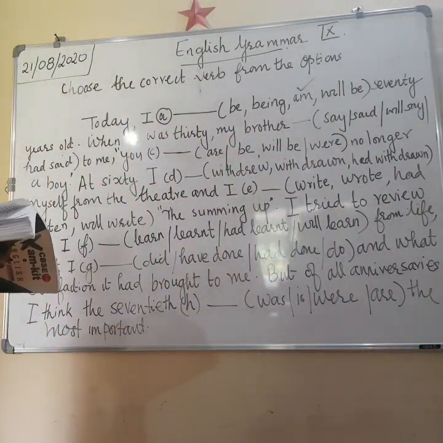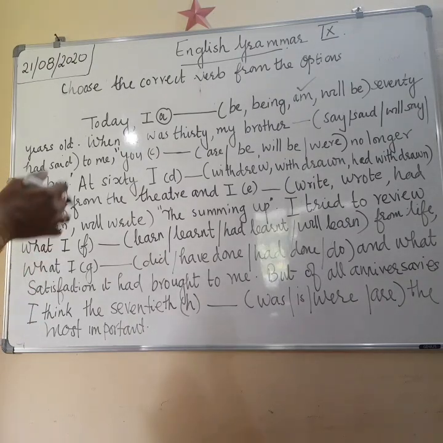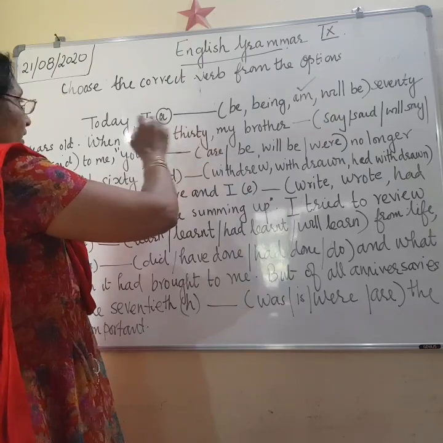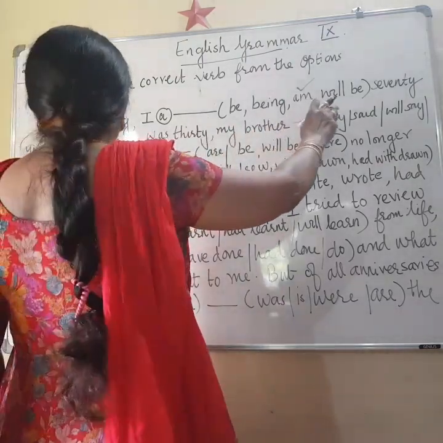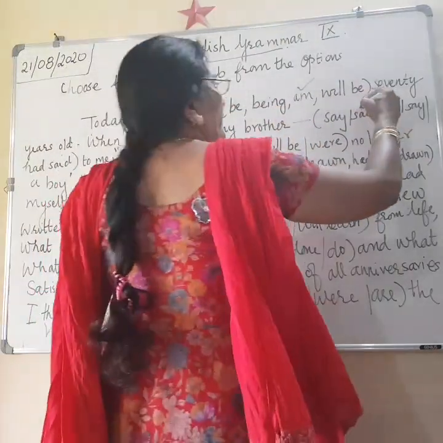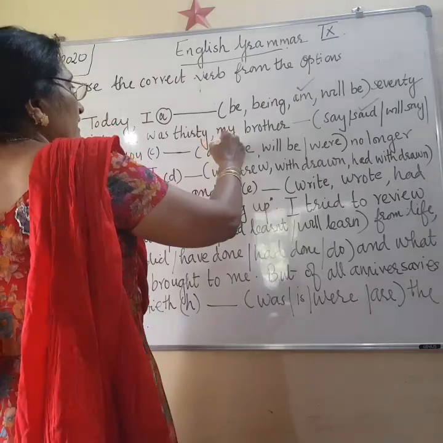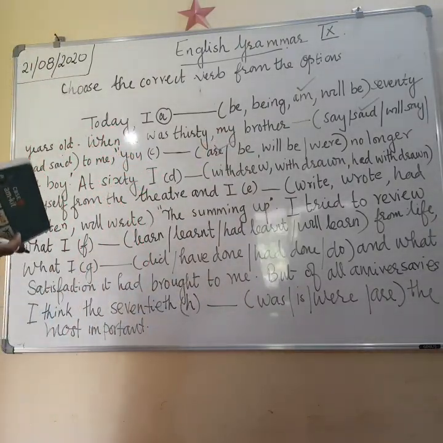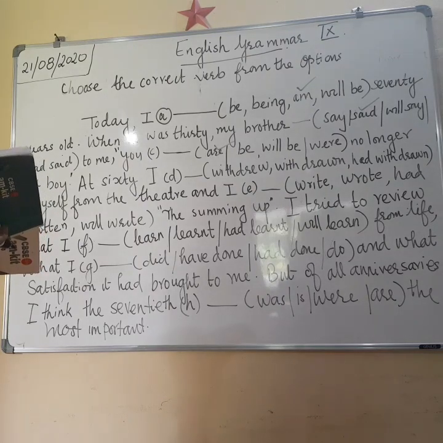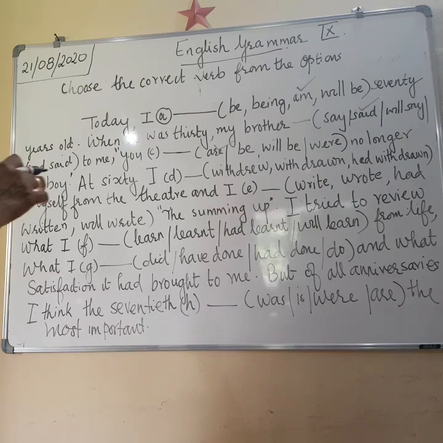Well, I was dash my brother. When I was 30, my brother dash to me. My brother said to me, You dash no longer a boy. You are, you are. This is the correct option. You are no longer a boy. At 60, I dash myself from the theater. I withdrew myself from the theater. Here the option is withdrew.